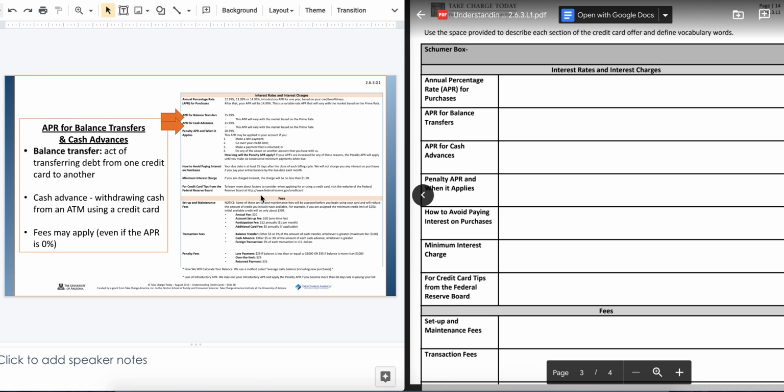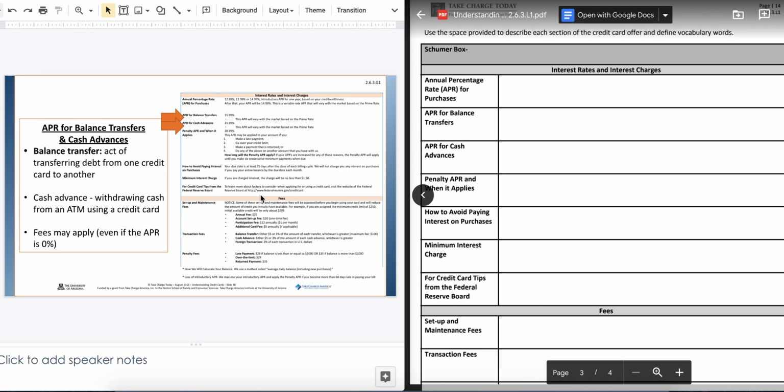And in addition to balance transfers, we'll also have a term called cash advance. And a cash advance is where I can take my credit card, I can go to an ATM, and I can pull out cash. And that's going to count into my credit line. So I'm basically borrowing on my credit line. I'm just pulling it out as cash rather than making an immediate purchase.